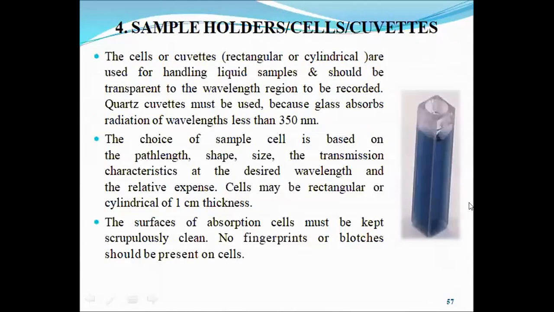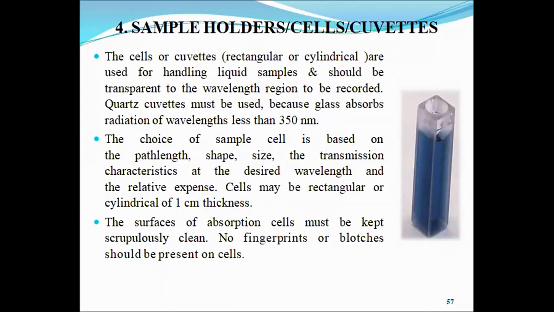Now we have the sample holders also. Where to keep the sample, where to hold the sample? We have cells or cuvettes, which are generally rectangular or cylindrical in shape, and are used to hold the liquid samples. They should be transparent to the wavelength in whichever region we are recording. Suppose we are using ultraviolet radiation, they should be transparent to ultraviolet. If we are using visible radiation, they should be transparent to visible radiation. And they should be made of a material which does not absorb that particular wavelength.